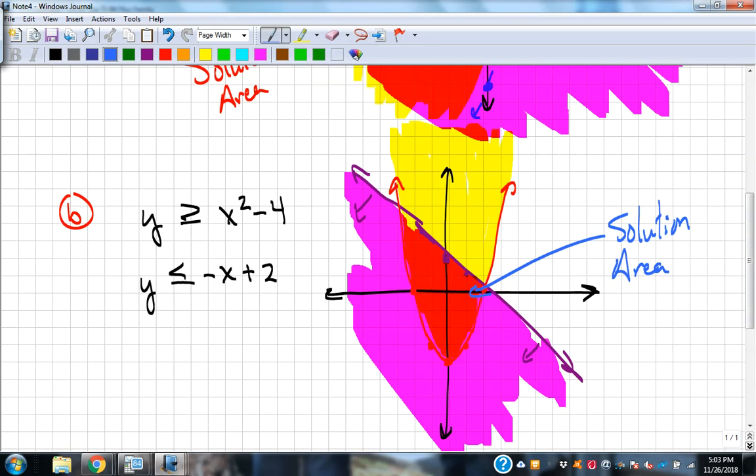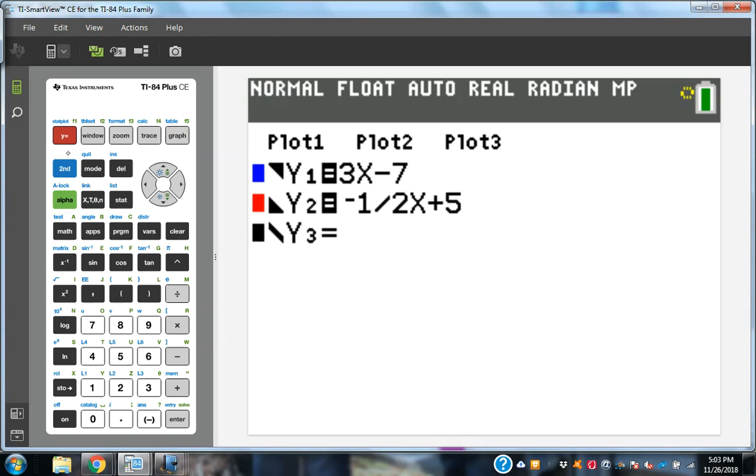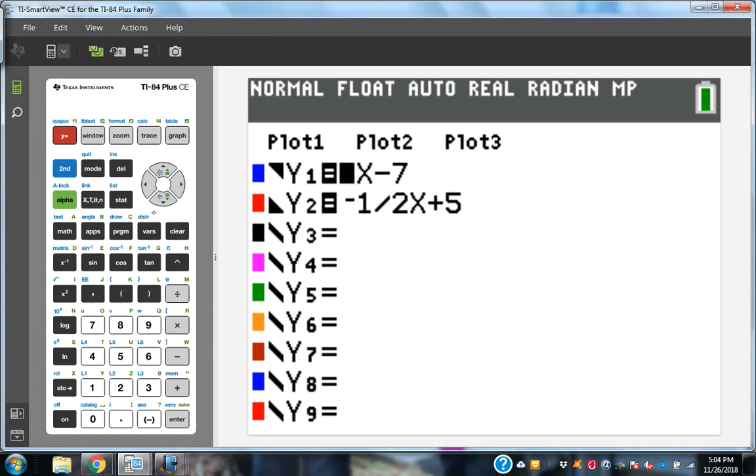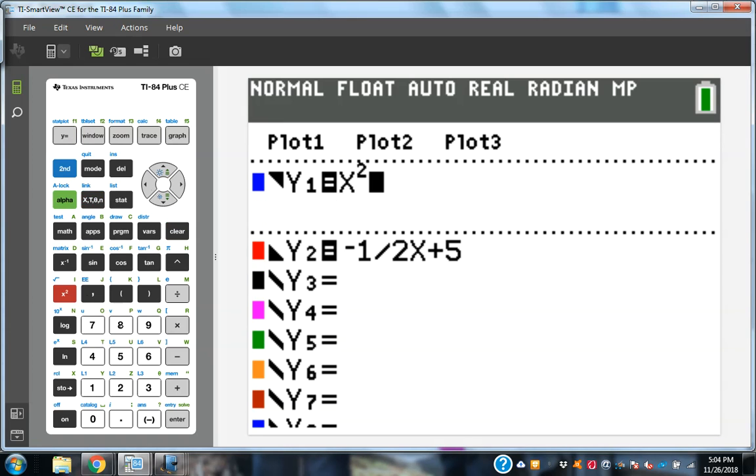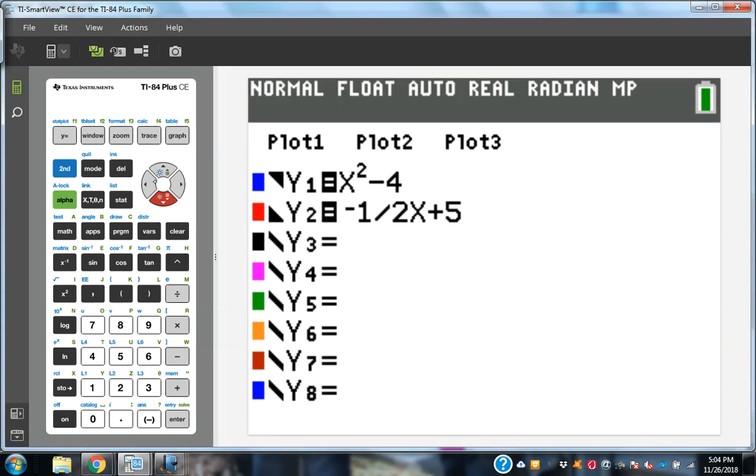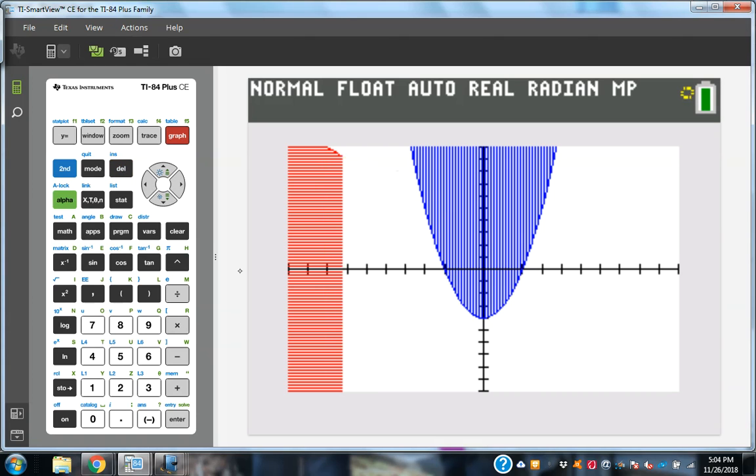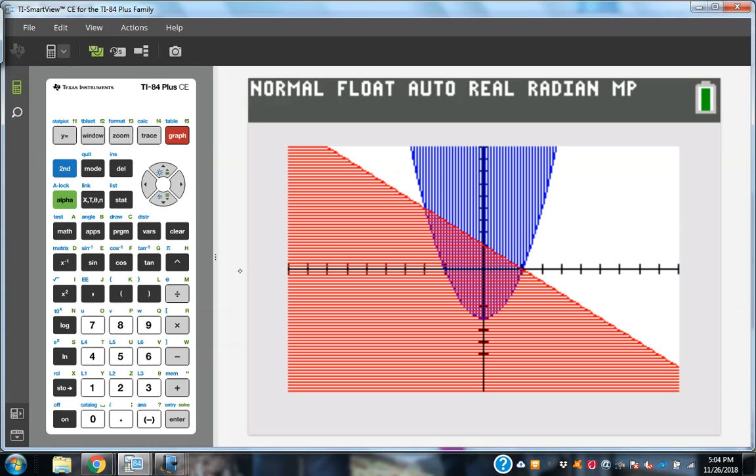Not a difficult thing, but if you're going with the graphing calculator, same idea. Y equals, do the x squared minus 4 here. I'm shading above that one, so I put it there, and then I've got negative x plus 2. Delete this other stuff. Hit graph. There's the same picture, the shading on the graphing calculator.